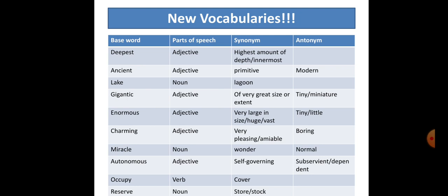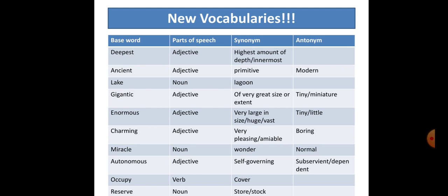Ancient is an adjective that means primitive, and the antonym is modern. Then lake, a noun, meaning lagoon. Gigantic, an adjective, of very great size or extent, and the antonym is miniature. Enormous, an adjective, very large in size, huge or vast, and the antonym is teeny or little. Next one is charming, an adjective, very pleasing, amiable. The antonym is boring. Miracle, a noun, a wonder.